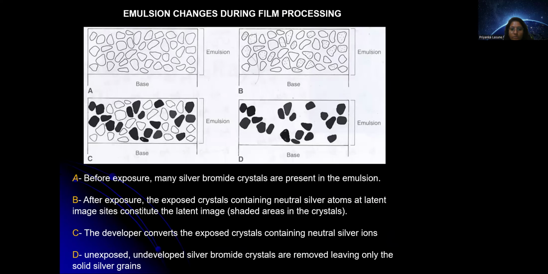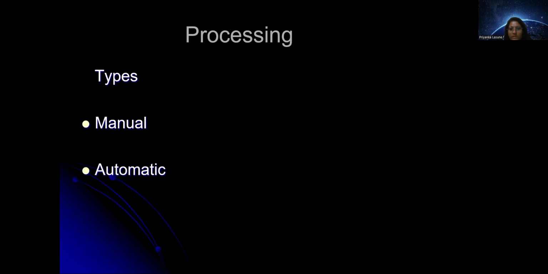So the emulsion changes during film processing. This is the figure showing all these emulsion changes. In figure A, you can see before exposure, many silver halide crystals are present in the emulsion, but after the exposure, the silver halide crystals are converted into neutral silver atoms, and the latent image forms over this base. The developer converts the exposed silver halide crystals into neutral silver once it is immersed in the developer, and when it is fixed, whatever unexposed crystals are there will get removed.